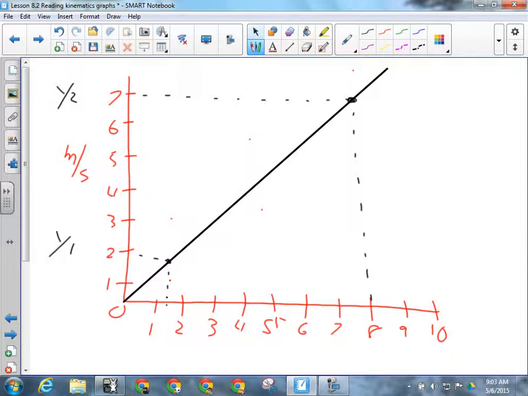What's on the y-axis? Meters per second. So I'm finding the change in velocity. Okay, so y2 minus y1 equals the change in velocity. All right, and I'm dividing that by x2 minus x1, which is the change in what? Time.